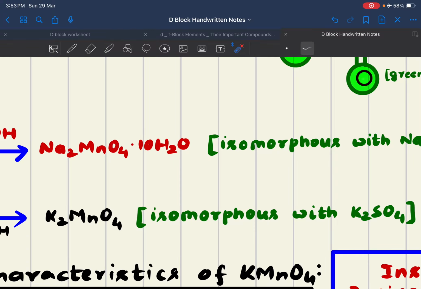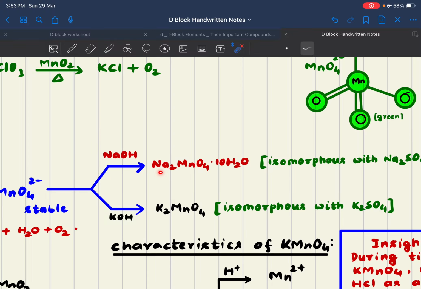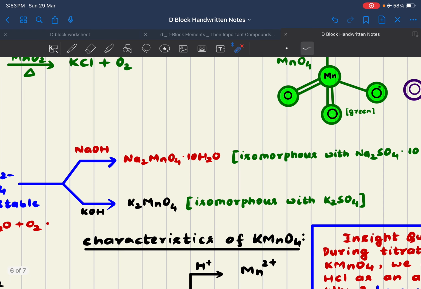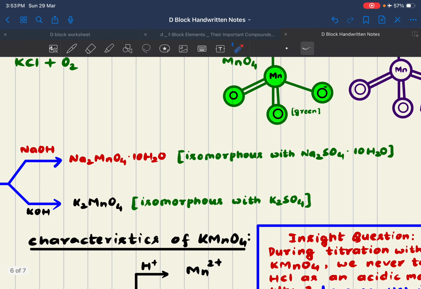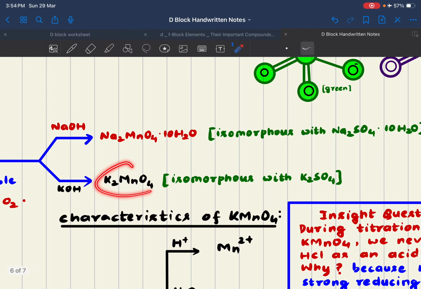In isomorphous compounds, the formula will look somewhat similar, the pattern will look similar, just like here Na2MnO4 dot nH2O, and if you look at Na2SO4 dot nH2O, can you compare that the formula pattern looks similar? If the pattern looks similar, they will have the same crystalline structure, but they will have different physical and chemical properties, and they are called isomorphous. Similarly, K2MnO4 is isomorphous with K2SO4.